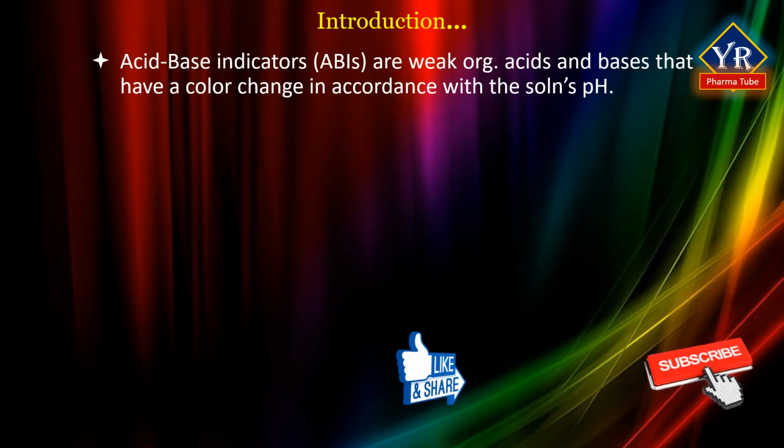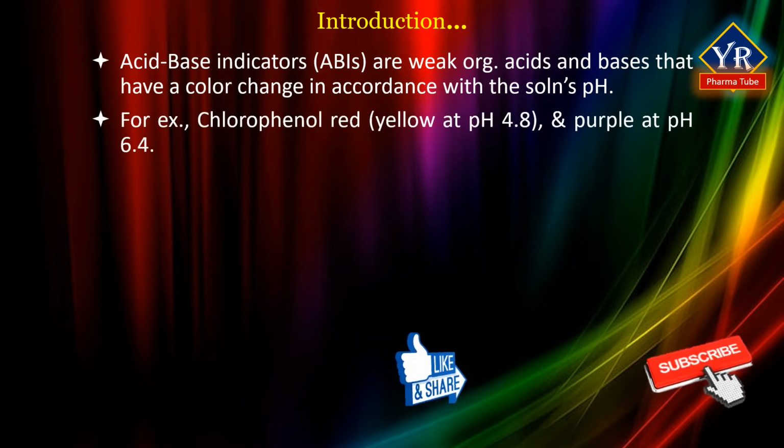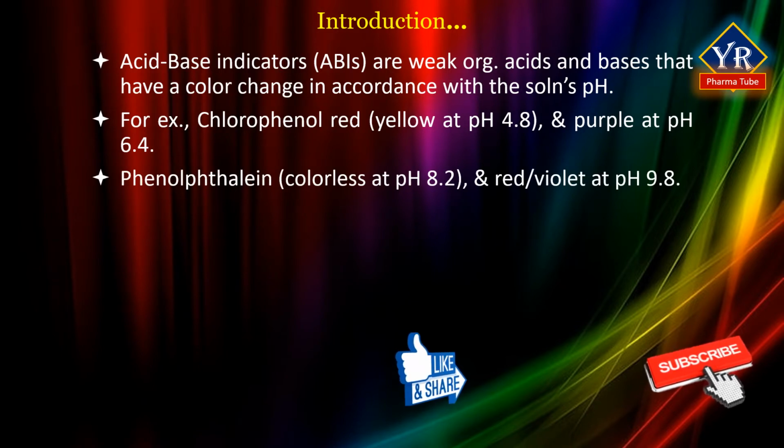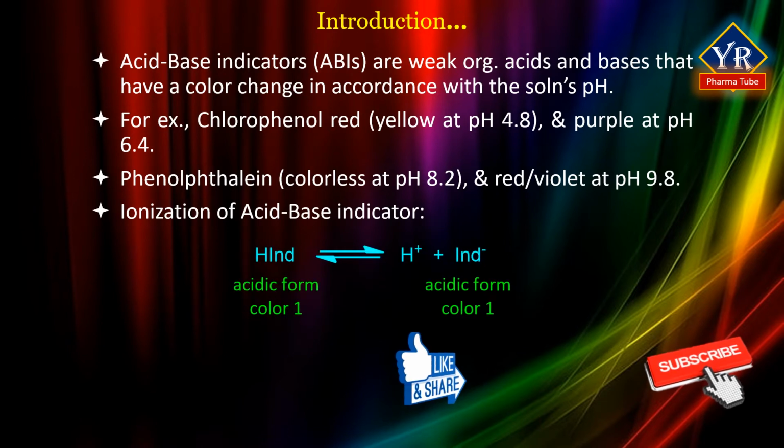Acid-base indicators are weak organic acids and bases that have a dramatic color change in accordance with the solution's pH. Some of the indicators change in color, such as chlorophenol red, which is yellow at a pH of 4.8 and purple at a pH of 6.4. There are some indicators like phenolphthalein that at pH 8.2 is colorless and at pH 9.8 is either red or violet color. A simple representation of the ionization of an acid-base indicator is shown here.